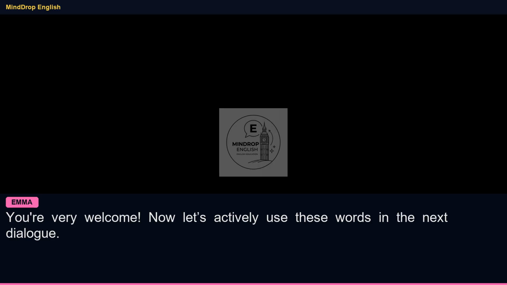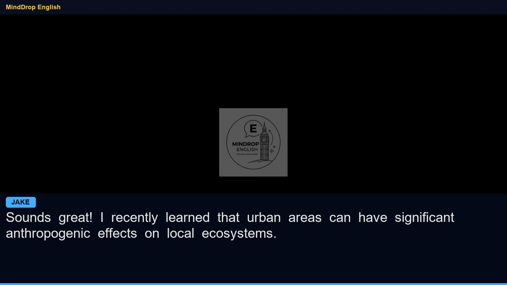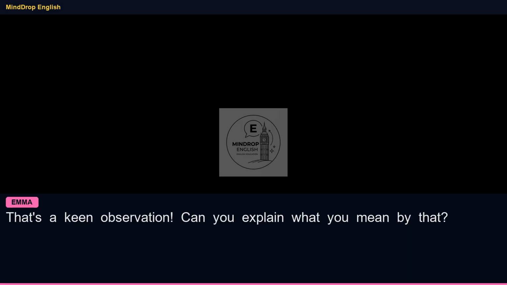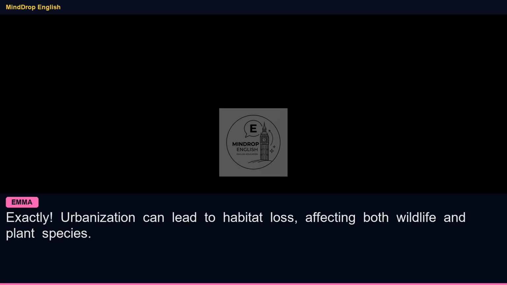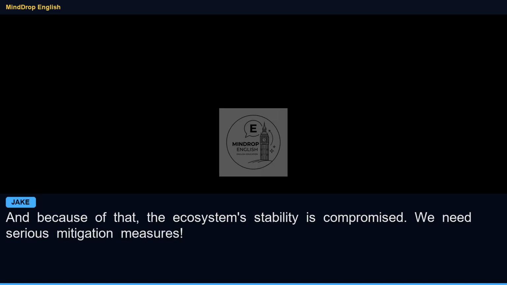Now let's actively use these words in the next dialogue. Sounds great. I recently learned that urban areas can have significant anthropogenic effects on local ecosystems. That's a keen observation. Can you explain what you mean by that? Yeah, when cities expand, they disrupt habitats and reduce biodiversity, right? Exactly. Urbanization can lead to habitat loss, affecting both wildlife and plant species. And because of that, the ecosystem stability is compromised.